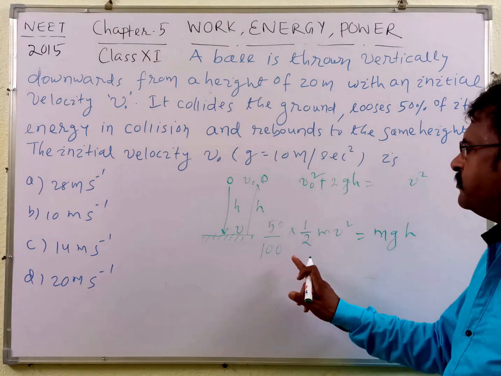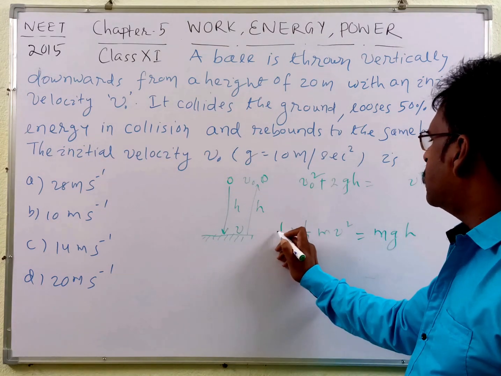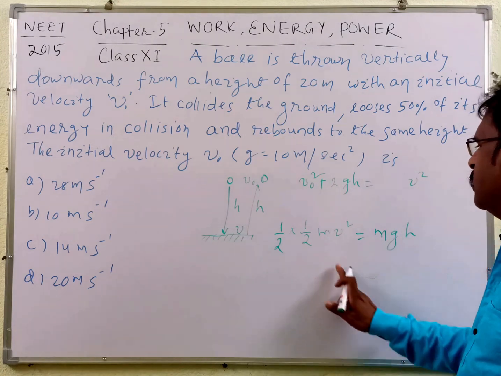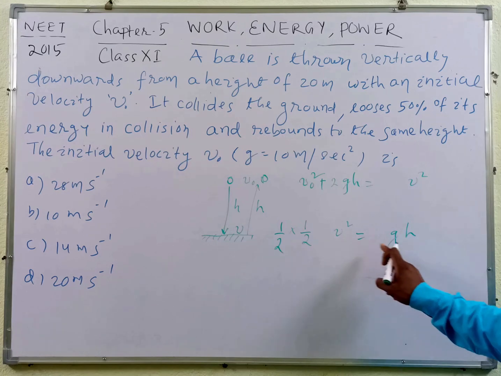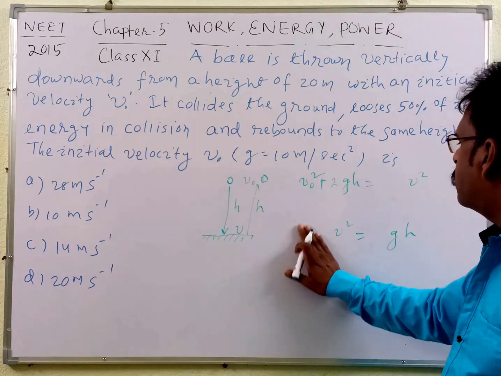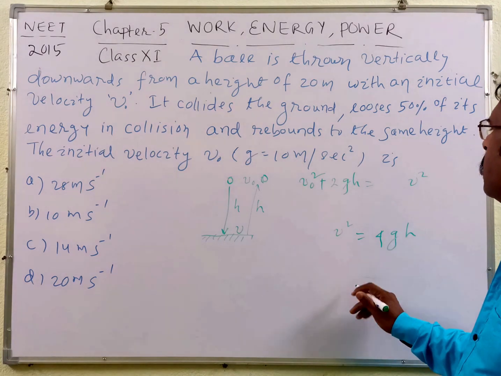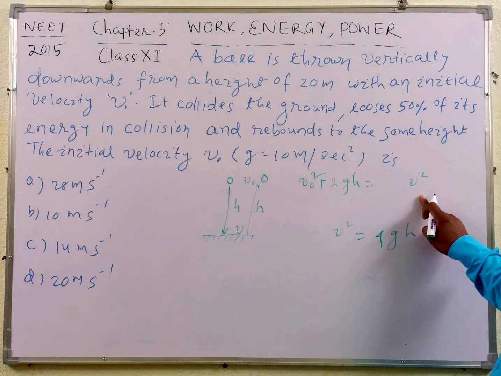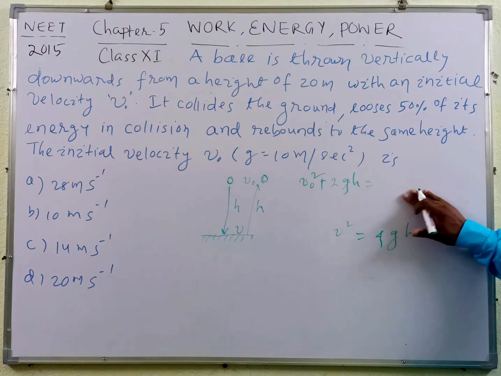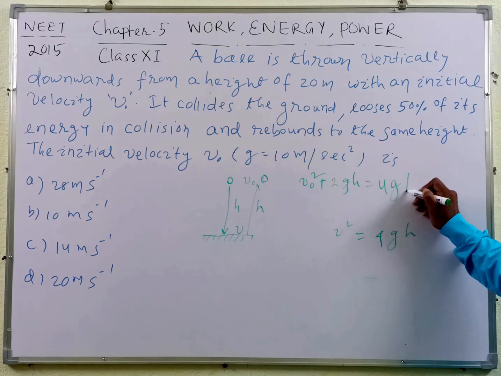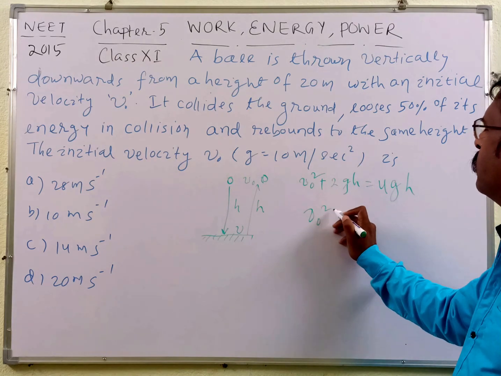Students, 50 by 100 means half. Half into half means 1 by 4, and the m cancels. So 1 by 4 v square is equal to gh, or v square is equal to how much, students? 4gh. Here we can write v square is equal to 4gh, and in place of v square in the earlier equation, we put the value 4gh. So what will be v0 square? v0 square will be equal to 4gh minus 2gh.